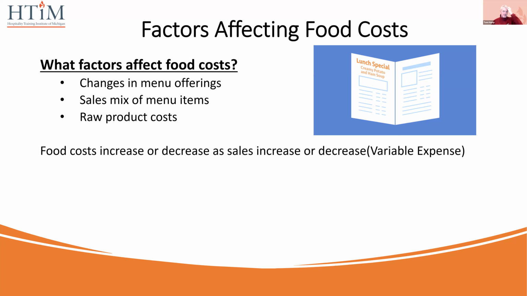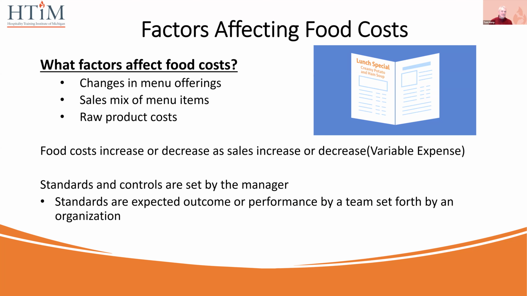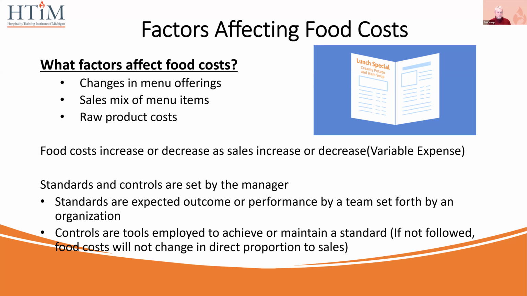Again, we've already talked about this, that food costs increase or decrease based on sales. You have standards and controls. These are the things that you're doing, your processes of how you prepare stuff, how you measure stuff. All those things are set by the organization or by the manager, right? They're the expected outcome also, or performance by a team set forth by an organization. Maybe this is where they set the sales percentage. Maybe this is where they set certain performance standards for the back of the house, the front of the house, or both. And then controls are some of the tools employed to achieve or maintain a standard.